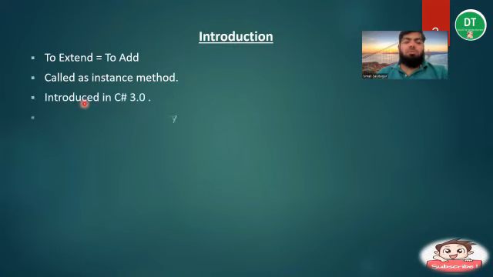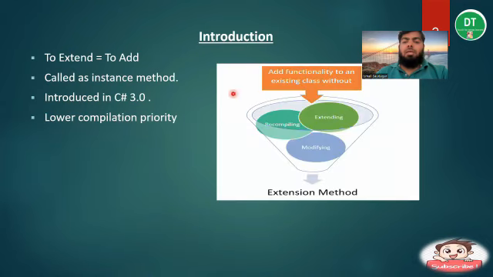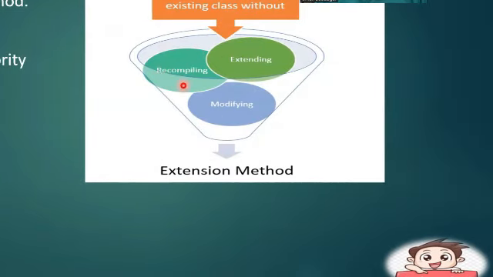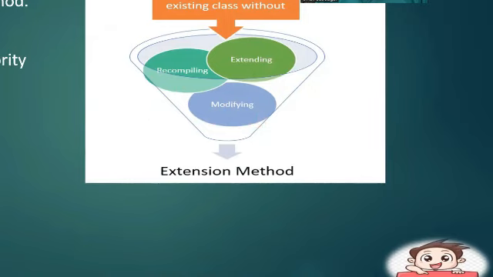Extension methods were introduced in C Sharp 3.0. Extension methods have lower compilation priority. It means that if I have one class and in that class I already have two methods which I declared at the time of creation of the class, first the compiler will compile the existing methods which are part of the class, and after that the extension method will be compiled. Extension methods are used for adding functionality to an existing class without recompiling, extending, or modifying the class.